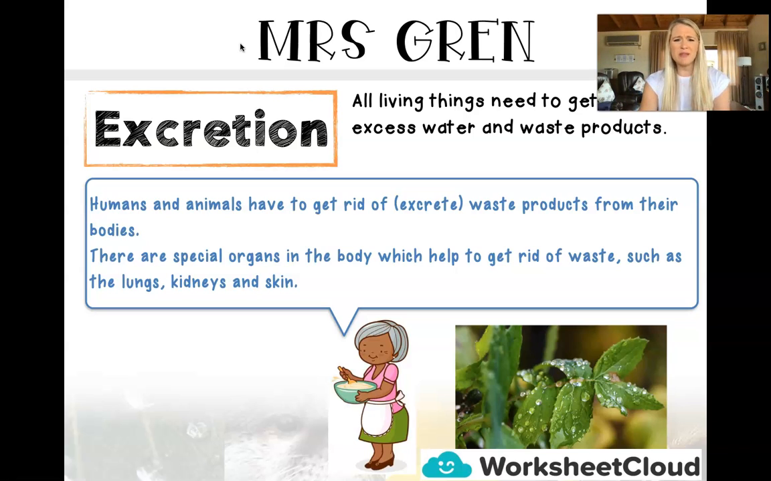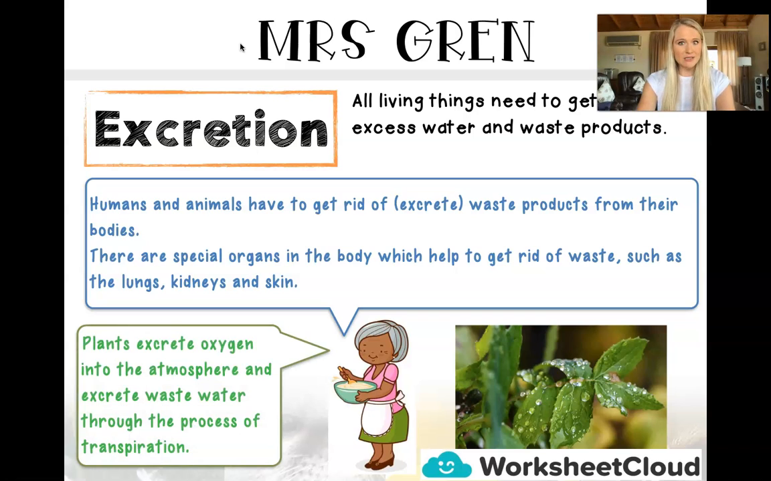Now you must be probably thinking, sure, Miss Kun, but how on earth do plants excrete? So let's have a look. So plants, we say they excrete oxygen into the atmosphere. Remember, plants are opposite to us. They take in the carbon dioxide, and then using photosynthesis, they create oxygen, but then they don't need oxygen, so they excrete oxygen.